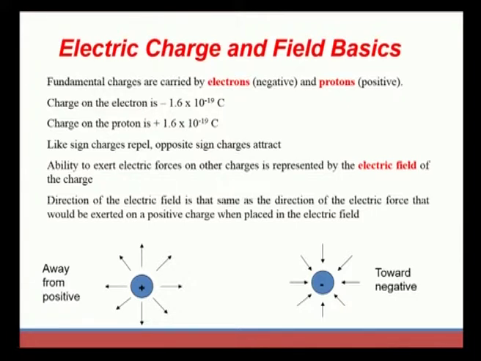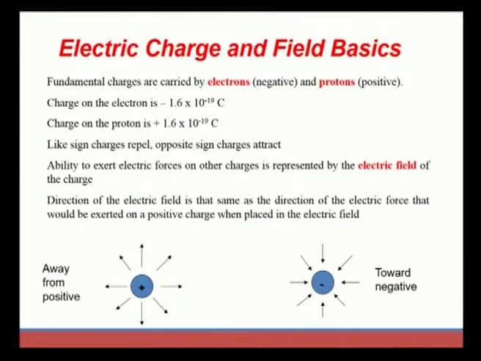The charge on the electron is always measured in coulombs, and it is equal to 1.6 × 10^-19. The negative sign indicates the sign of the electron, and it is measured in coulombs. Next, the charge on the proton is equal to 1.6 × 10^-19, also measured in coulombs, and the positive sign indicates it is a proton.